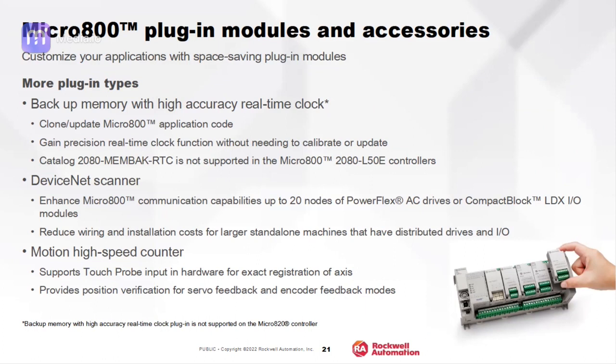If the existing system has some DeviceNet communication, yes, Micro800 can support up to 20 nodes of DeviceNet communication. It might be DeviceNet communication devices, PowerFlex drives, or some other compact block IO modules. Yes, it can support. You can easily reduce the hard wiring by using the DeviceNet scanner. It can also support high speed counter, 250 kilohertz. If it is a plug-in module, it can support the maximum frequency of 250 kilohertz.